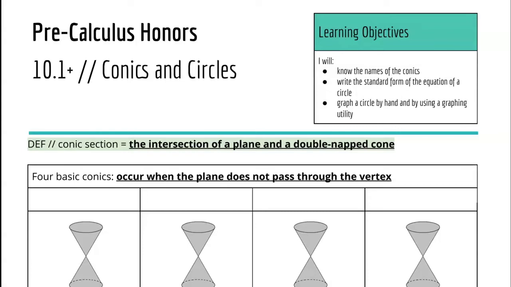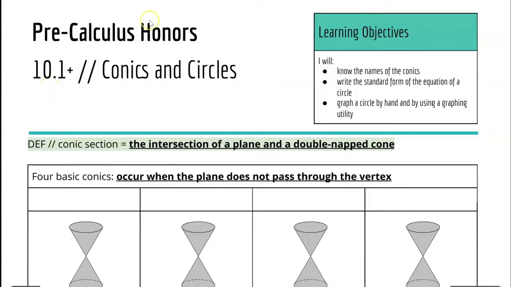Okay, in 10.1 in your textbook, it's just the very beginning of conics. Basically, it describes how the four conics are formed and gives you the general equation, and then that's about it. It doesn't even go into any. So I have gone and combined circles with this first section, which is why I've called it 10.1 plus.